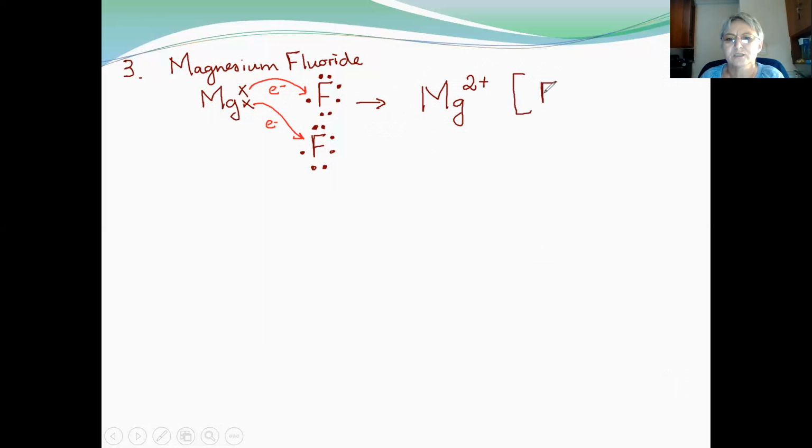Fluorine has received 1 electron extra, so its charge will be 1 negative. But there are 2 fluorines, and I'm going to put 2 here. You could put the 2 there to indicate 2 fluorines. Let's rather do that. Then, when we write the formula for magnesium fluoride, you've got 1 magnesium that's joined to 2 fluorides.